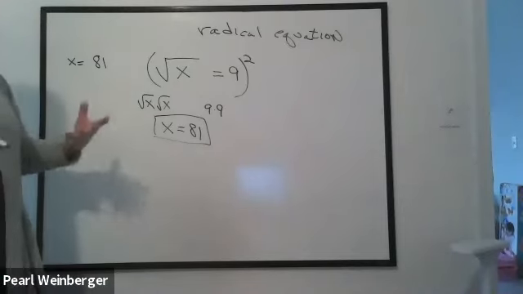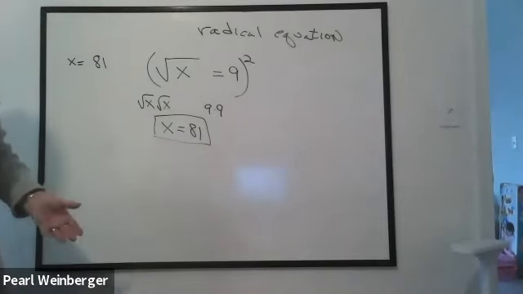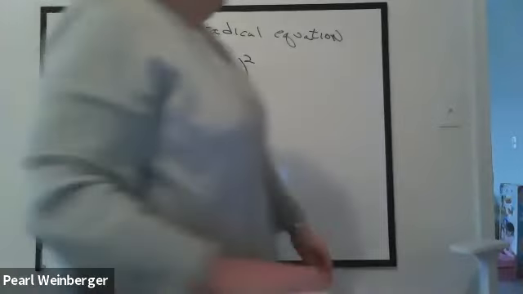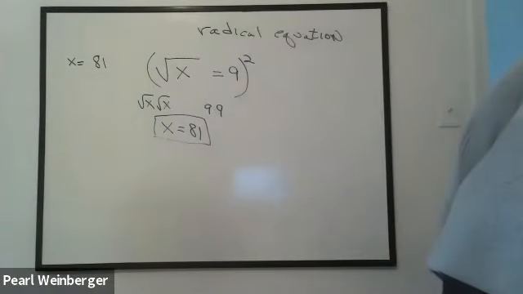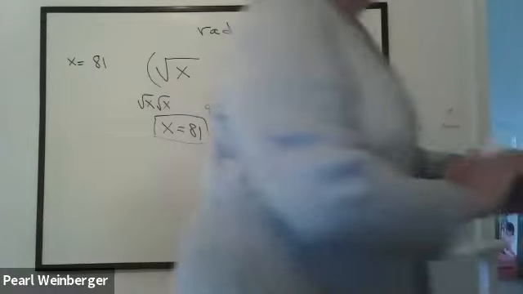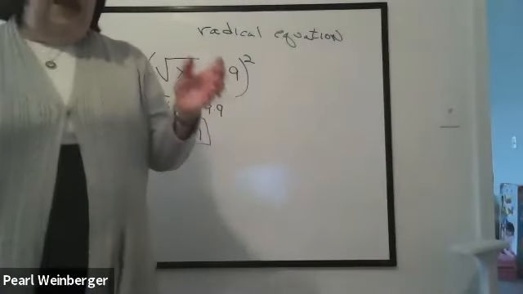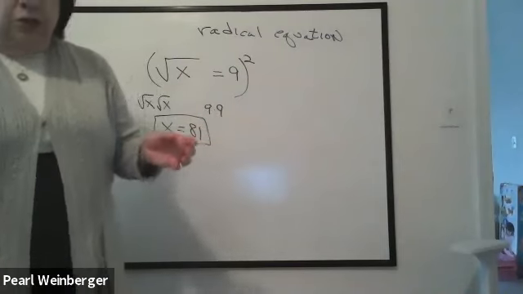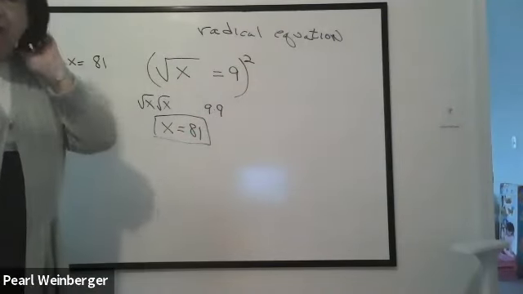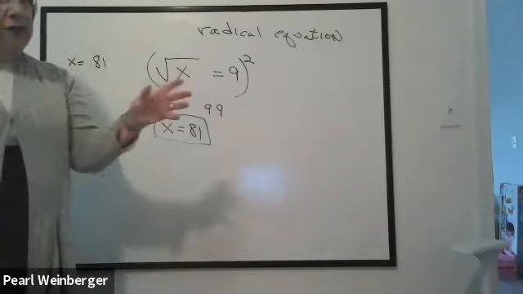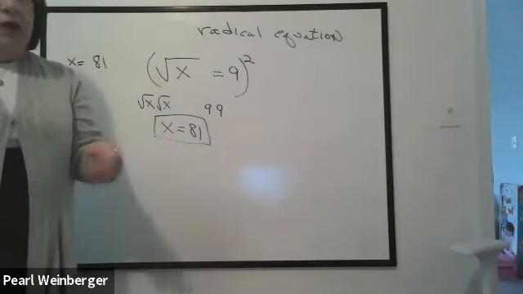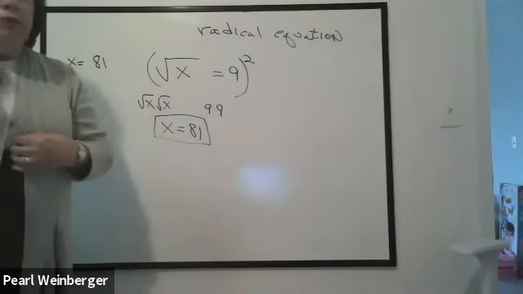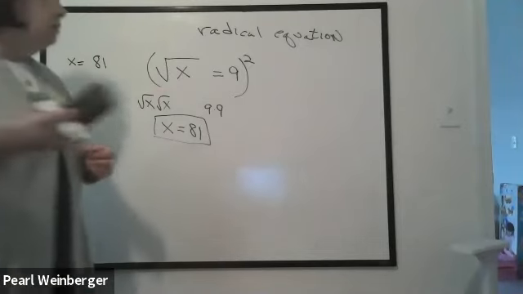So this actually gives us a method that we can use to solve radical equations. And here's basically the steps. If you have a radical in your equation, the first thing you're going to want to do is get the radical by itself. If there's anything outside there, get it by itself. And then square both sides to get rid of the radical.